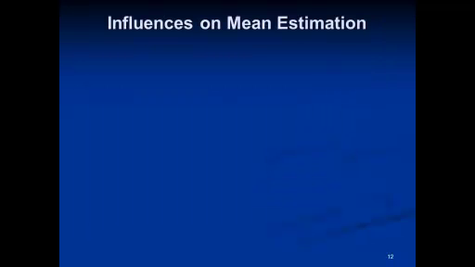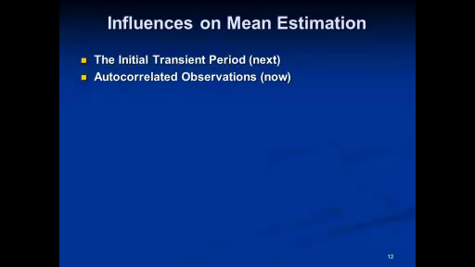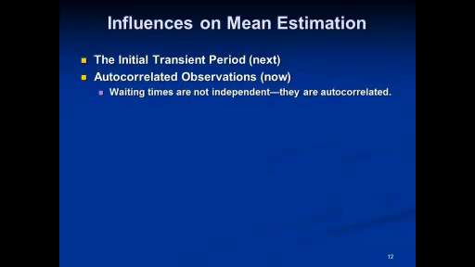So what is causing our problems? Influences on the mean. We have the initial transient period, which I've mentioned before, and we'll talk about that next. And we have autocorrelated observations, which I mentioned before, and we'll talk about now.